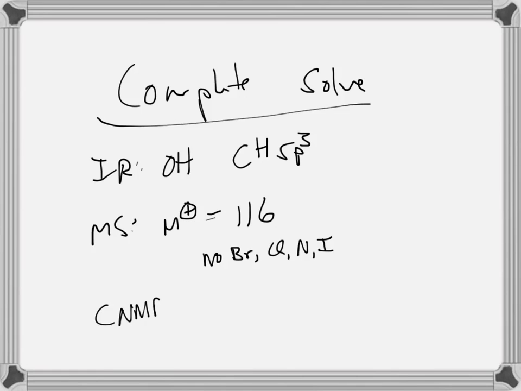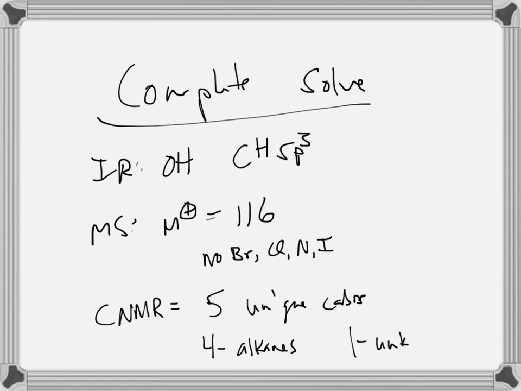Carbon NMR, I see 1, 2, 3, 4, 5 unique carbons. 1, 2, 3, 4 of them are alkanes. One is unknown. Oh, I definitely wrote too big.